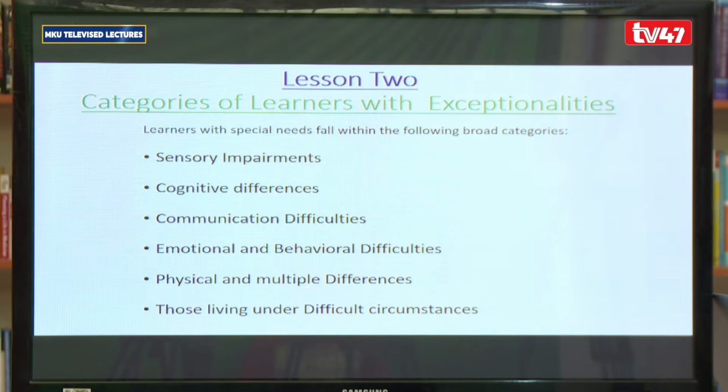Maybe one could be wondering, are those really having disabilities? But remember, now we are talking about learners with exceptionalities and not just those with disabilities. And therefore, maybe at this stage we need to ask ourselves, why learners with exceptionalities? What do we mean by exceptionalities?